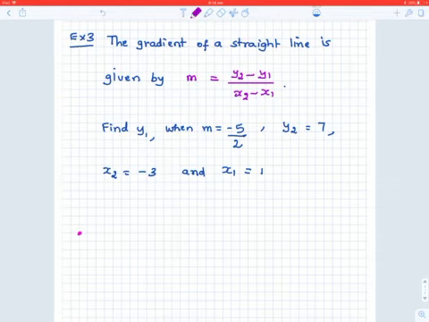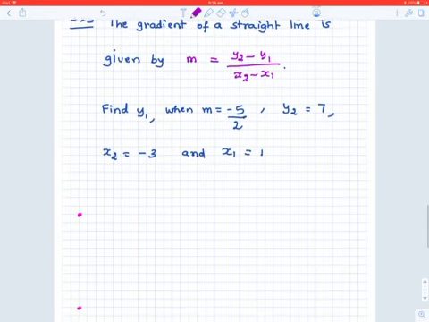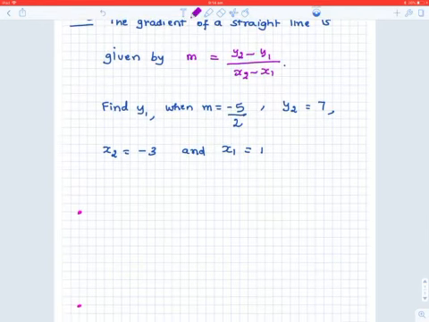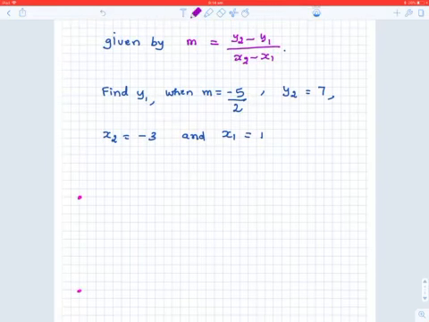Okay, we do one more. This time the question is, you're given the gradient of a straight line by the formula m equal to y2 take away y1 divided by x2 take away x1. It's not x times 2, it's x suffix 2, y suffix 2, and y1 is y suffix 1.